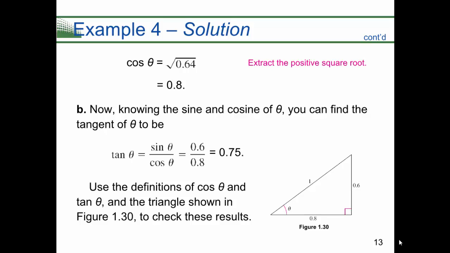Now that we know the sine and the cosine of theta, using the quotient identity, tangent of theta is equal to sine of theta over cosine of theta. So 0.6 divided by 0.8, which is equal to 0.75. Use the definition of cosine of theta and tangent of theta and the triangle shown in figure 1.30 to check the result. You know that 0.8 squared plus 0.6 squared is going to be equal to 1.